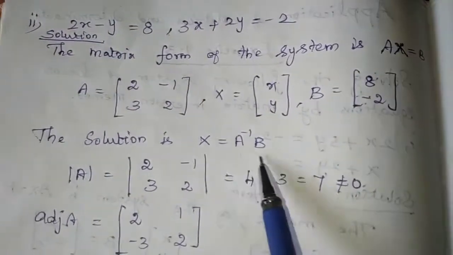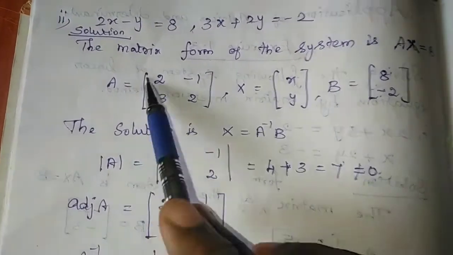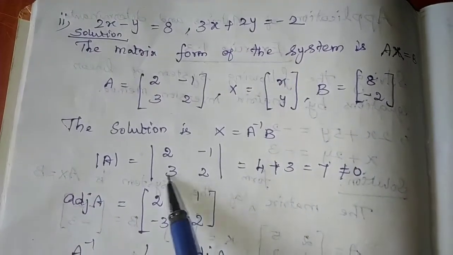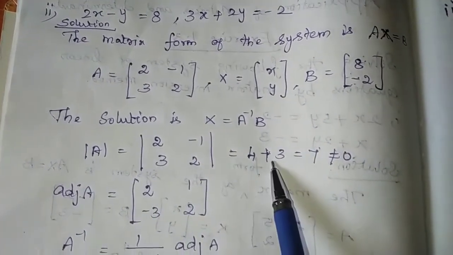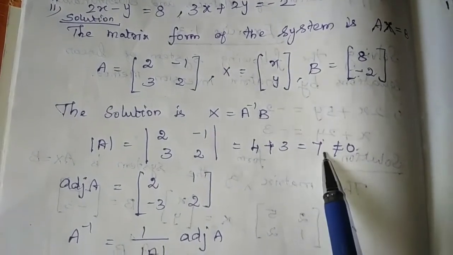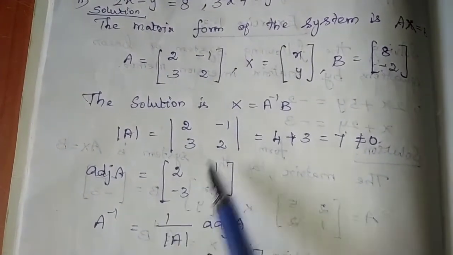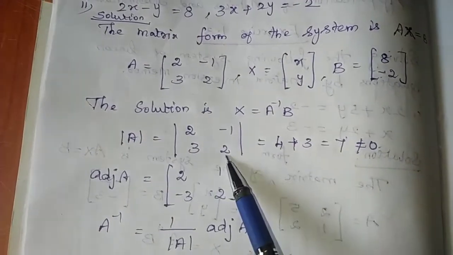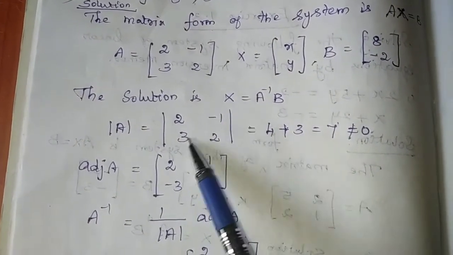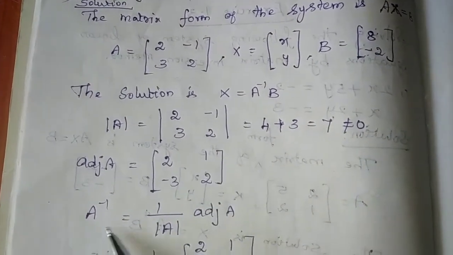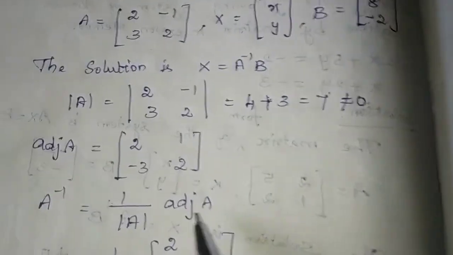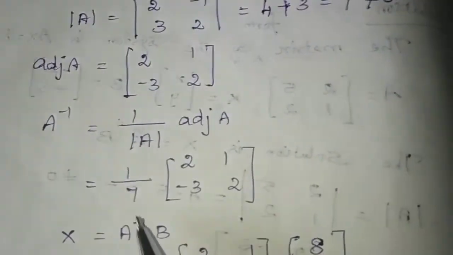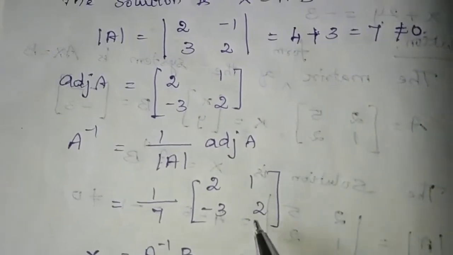Mod A, the modulus value: 4, here minus 3, formula minus times minus gives plus 3. Now 4 plus 3 equals 7, not equal to 0. Adjoint means interchange the numbers and change the signs. A inverse equals 1 by mod A into adjoint. Mod A value is 7, so 1 by 7 times the adjoint you have to write.